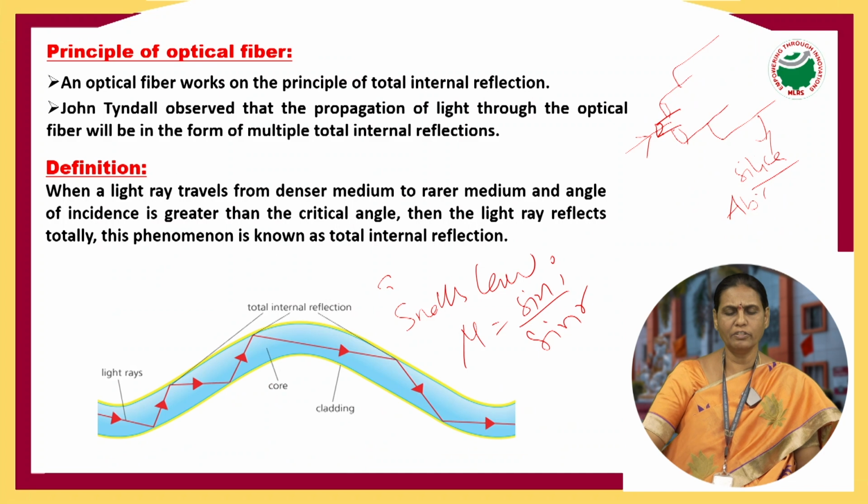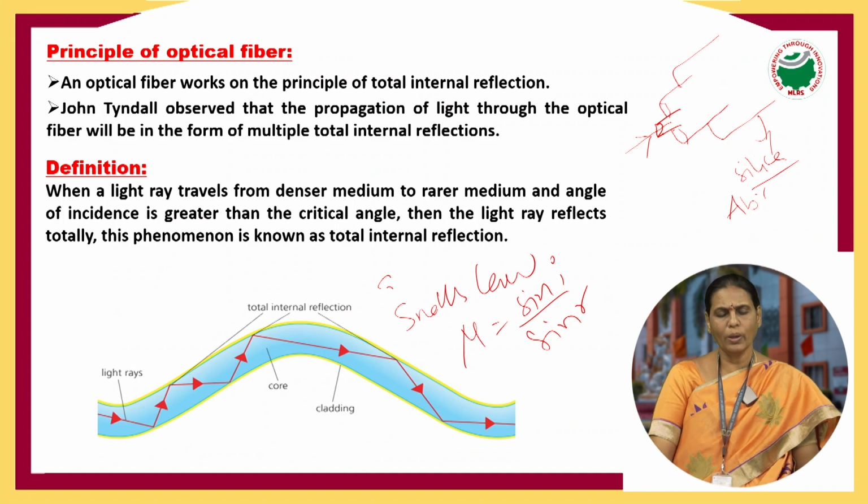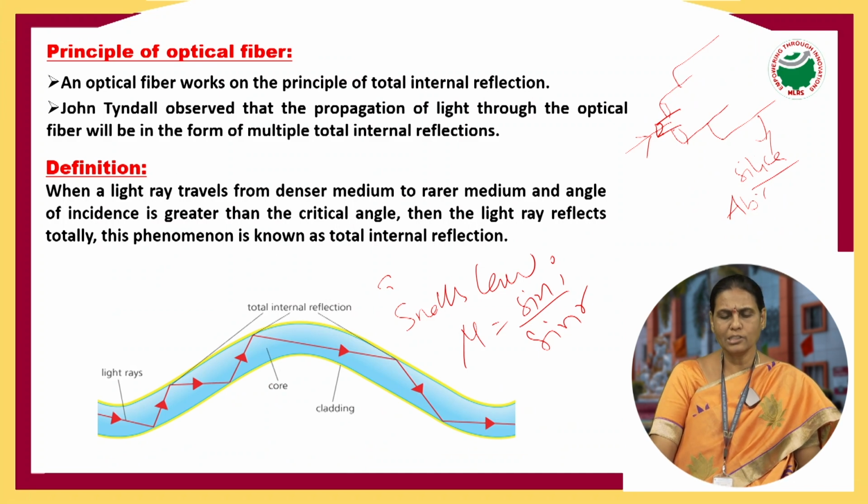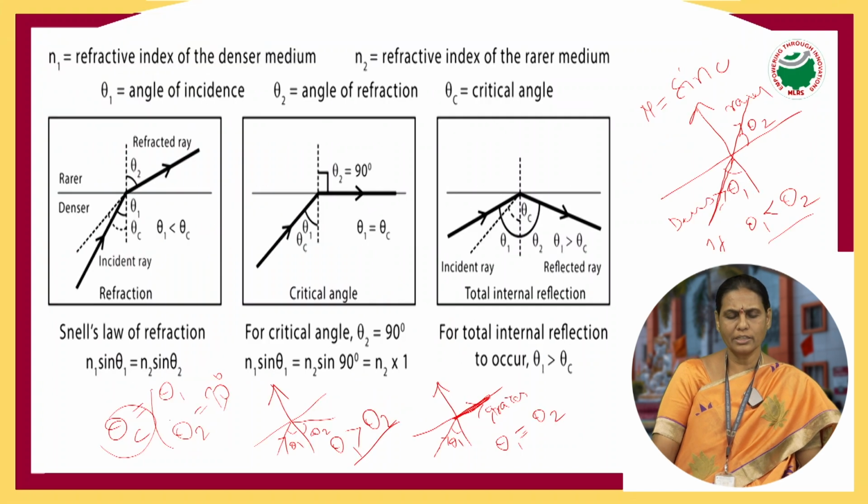Now you can see the definition of total internal reflection. When a light ray passes from denser medium to rarer medium and the angle of incidence is greater than the critical angle, then the light reflects back totally into the same medium. This phenomenon is called total internal reflection.